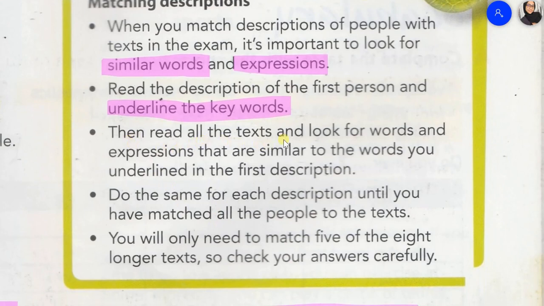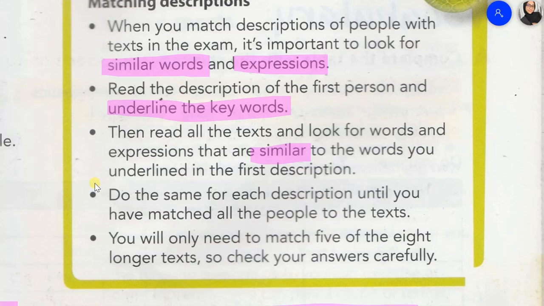Then read all the text and look for words and expressions that are similar to the words you underlined in the first description. Do the same for each description until you have matched all the people to the text. You will only need to match 5 of the 8 longer texts, so check your answers carefully. Alright.